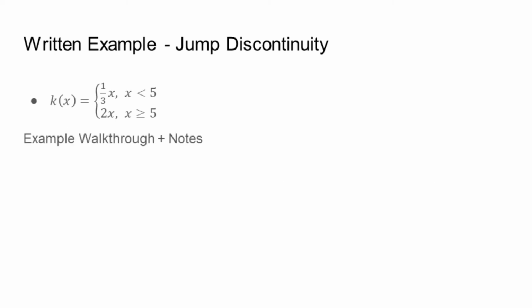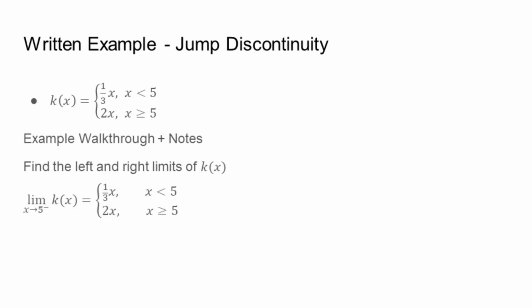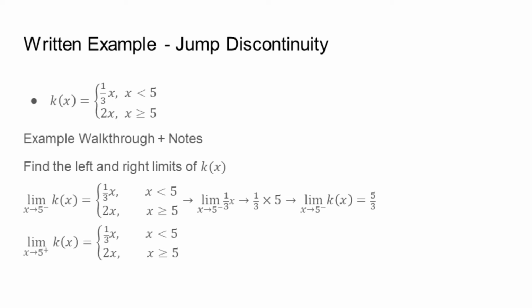Example walkthrough for jump discontinuities. So we're going to find the left and right limits of k of x. We're going to start with the left-handed limit, which means we're going to take the function that corresponds to when x is less than 5, in this case 1/3 x. So we're going to replace the x in 1/3 x with 5, so we get 1/3 times 5. So the limit of k of x as x approaches 5 from the left-hand side is 5/3. The limit of k of x from the right-hand side, we're going to take the other function, which is 2x, so 2 times 5. So the limit of k of x as x approaches 5 from the right-hand side is 10.